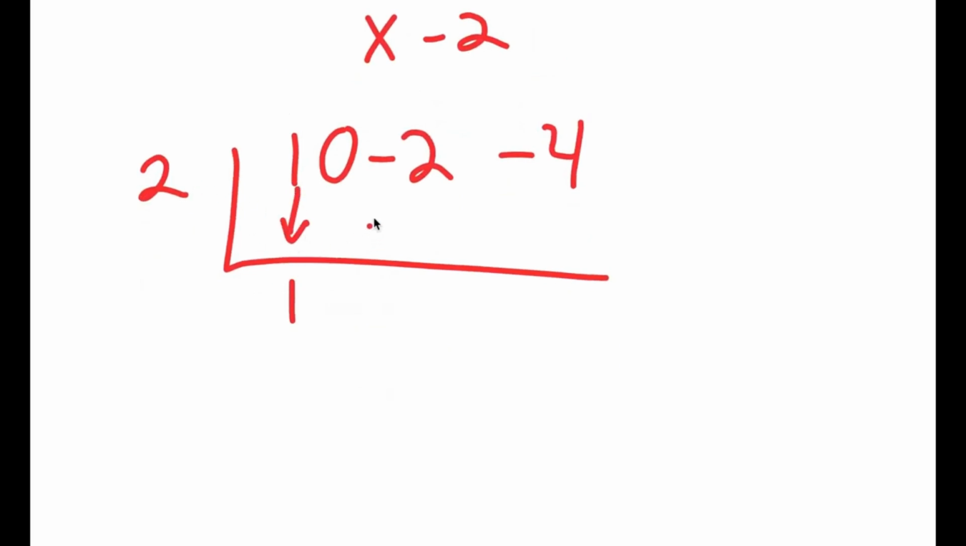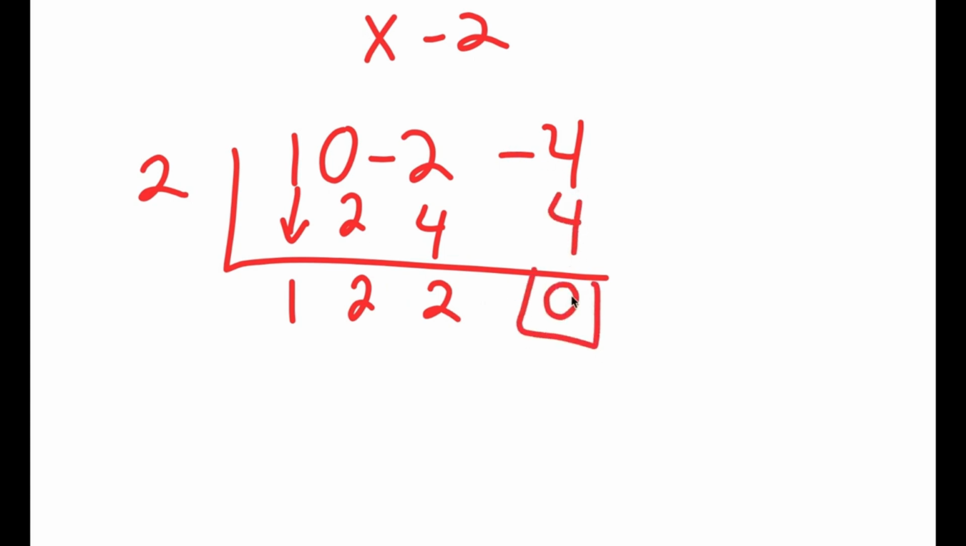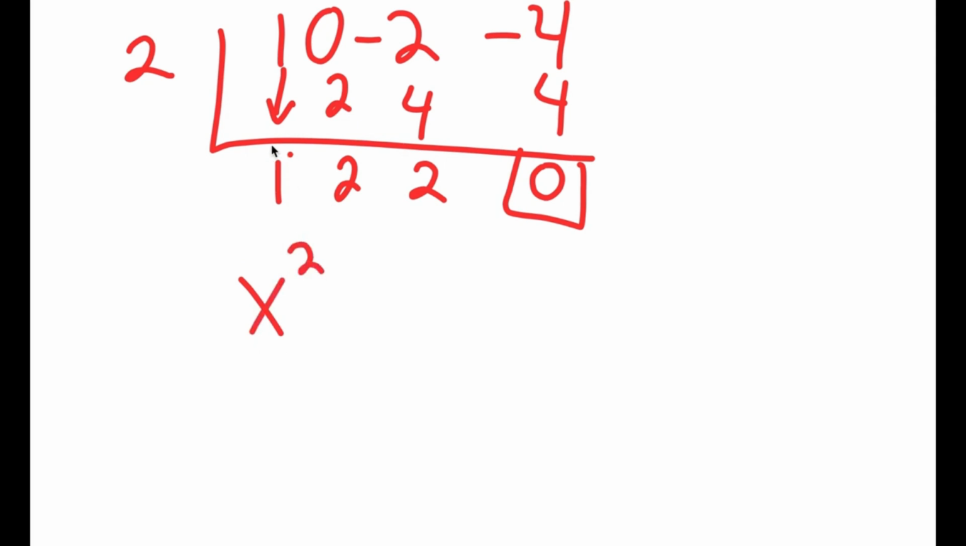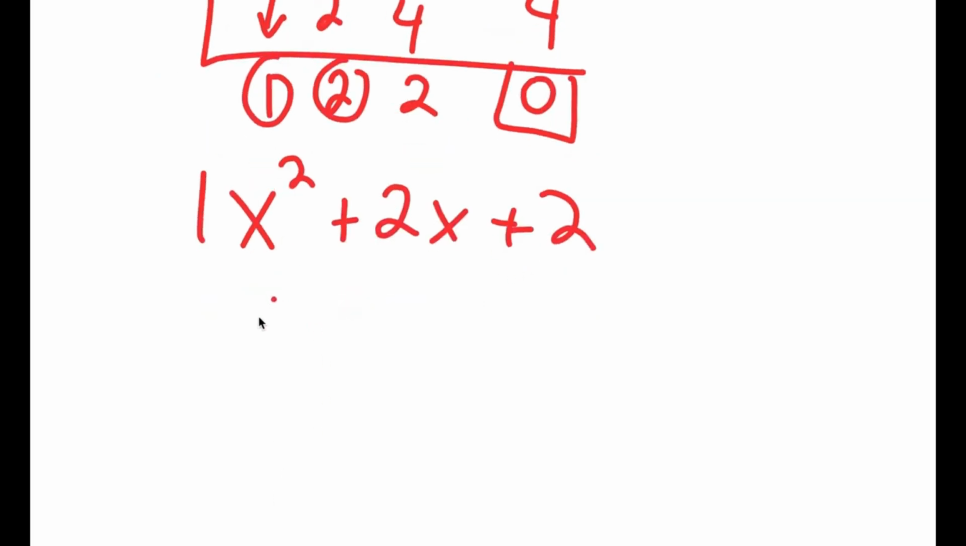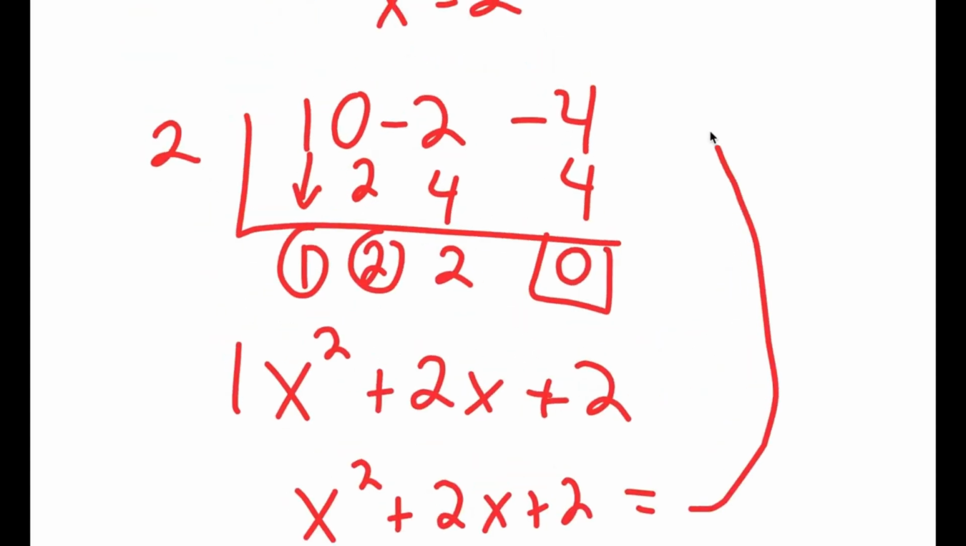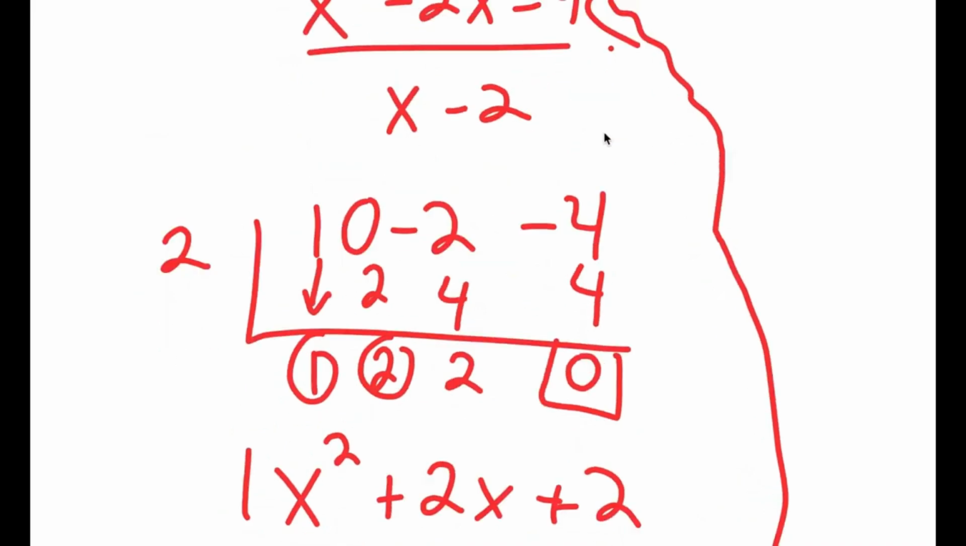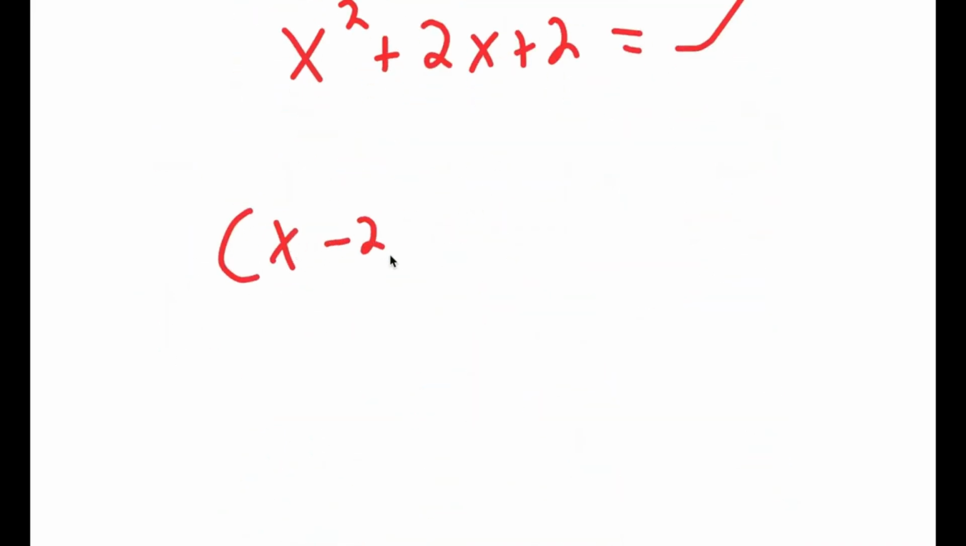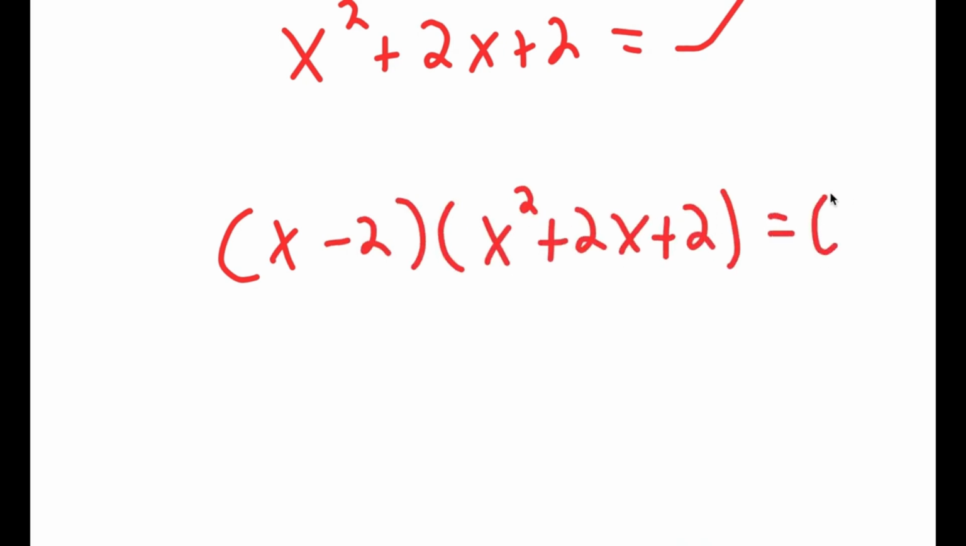Now, if we bring down 1, we get 2 times 1, which is 2. 0 plus 2 is 2. 2 times 2 is 4. -2 plus 4 is 2. And 2 times 2 is 4. -4 plus 4 is 0. So we have a remainder of 0, and we get x squared. Our coefficient is 1, plus 2x, coefficient is 2, plus 2 at the end. So I get x squared plus 2x plus 2 is equal to this. And this also means that x minus 2 times x squared plus 2x plus 2 is equal to 0.